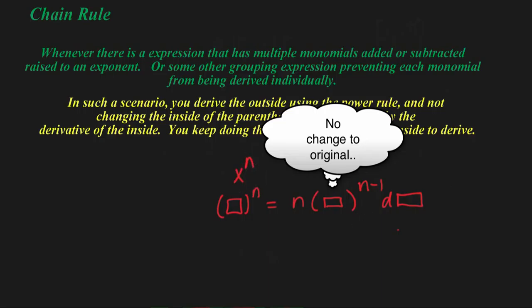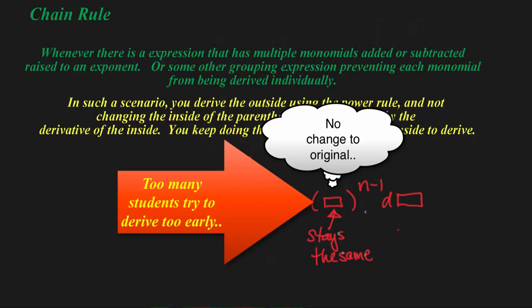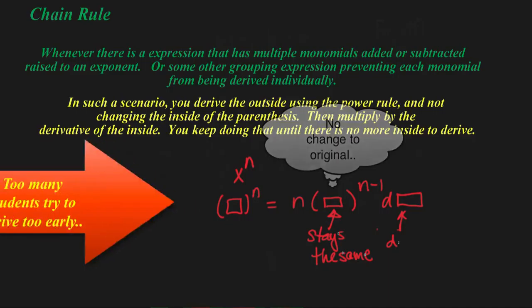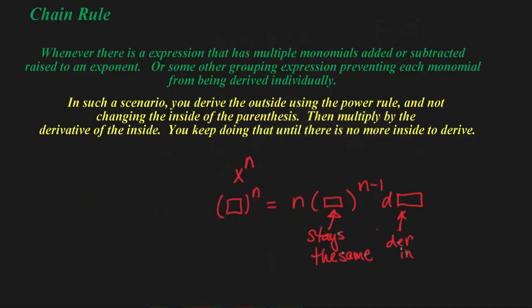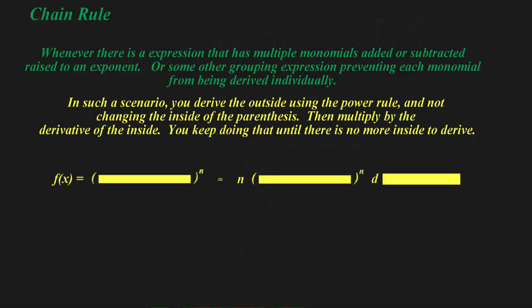Okay, so you start outside. The key is a lot of students will try to derive the inside as they're doing the power rule portion. This stays the same. Whatever the original argument is stays the same. The exponent goes down, but then you multiply by the derivative of the inside. All right, so that's the basic pattern of the chain rule. The best way to get familiar with it is just to do a bunch of problems.